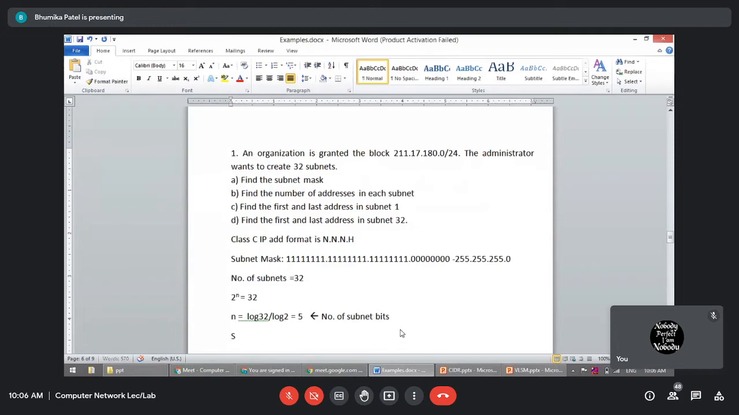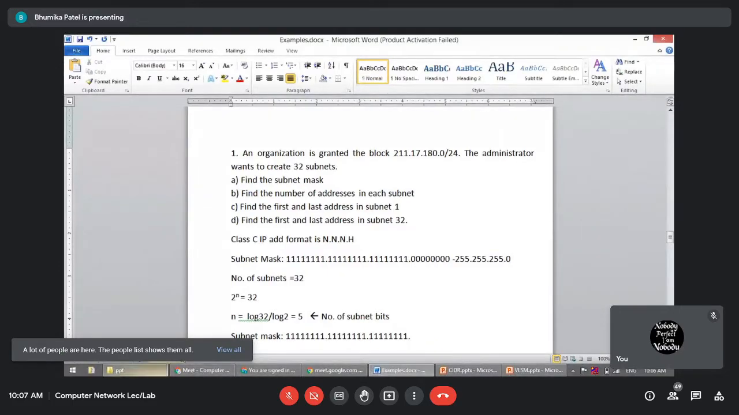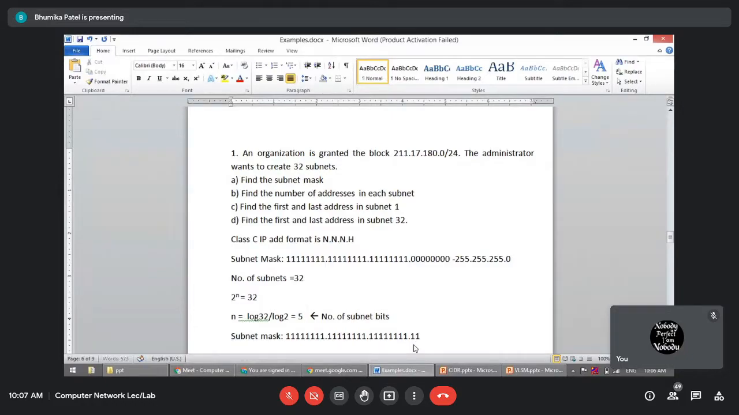So here the actual subnet mask will be: first these 24 bits as they are, because it belongs to class C. Now how many extra bits do we have to add? 5 bits. That is 1, 2, 3, 4 and 5. The remaining 3 bits will be 0. Getting everyone? Yes, ma'am. Okay, that is the first thing that we are asked.